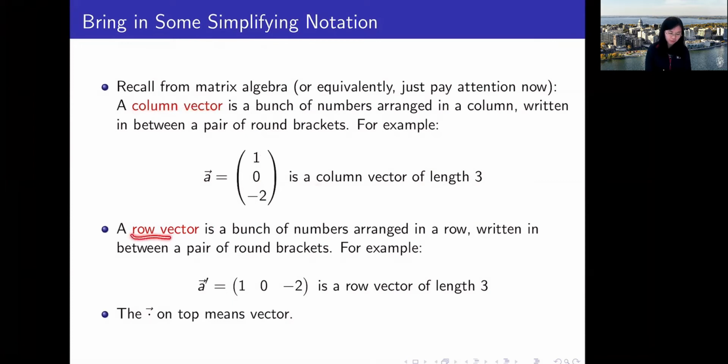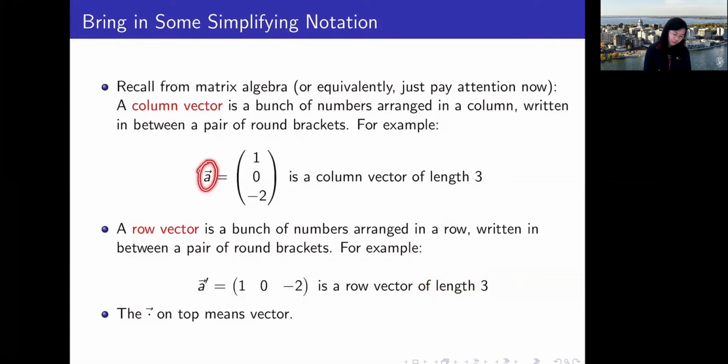And what about a row vector? We can also define a row vector, which is similar to the column vector. It's a bunch of numbers arranged, but now in a row instead of in a column. Also we write it in between a pair of round brackets. So for example, this is a row vector, and it's 3 numbers arranged in a row. And this row vector has length 3 because it contains 3 numbers arranged in a row.